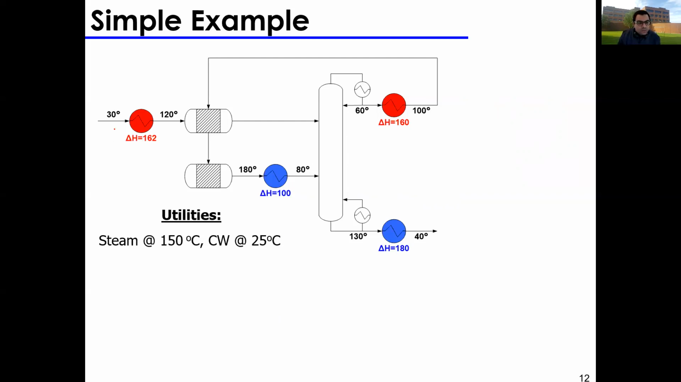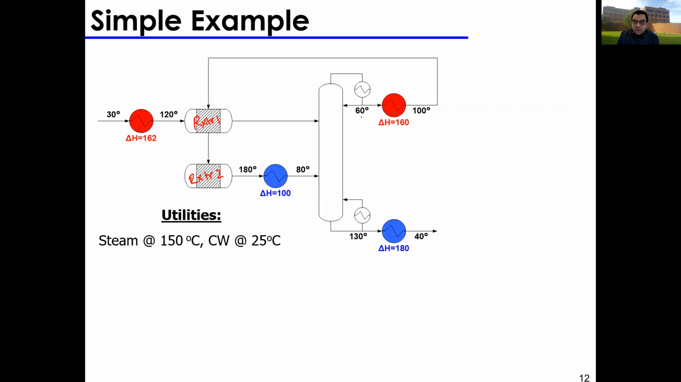I have a stream entering at 30, leaving at 120. It enters a first reactor here. I'm going to call this reactor 1. From this first reactor, I have two products, this stream right here and this stream right here. The bottom stream enters reactor number 2, where a second reaction happens, and then I have an output stream at 180. I cool it down to 80, and then both of the reactor outputs enter a distillation column.